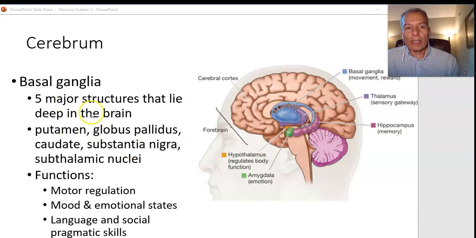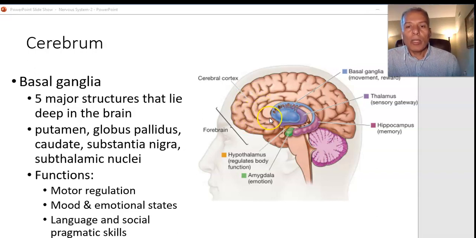And the basal ganglia, as I mentioned, there are 5 major structures that lie deep beneath the white matter, and they include these 5 structures: putamen, globus pallidus, caudate nucleus, substantia nigra, and subthalamic nucleus. And they have major functions. For example, they have extensive connections with the frontal lobe of the brain, the motor areas, and the cognitive areas here in the prefrontal cortex.